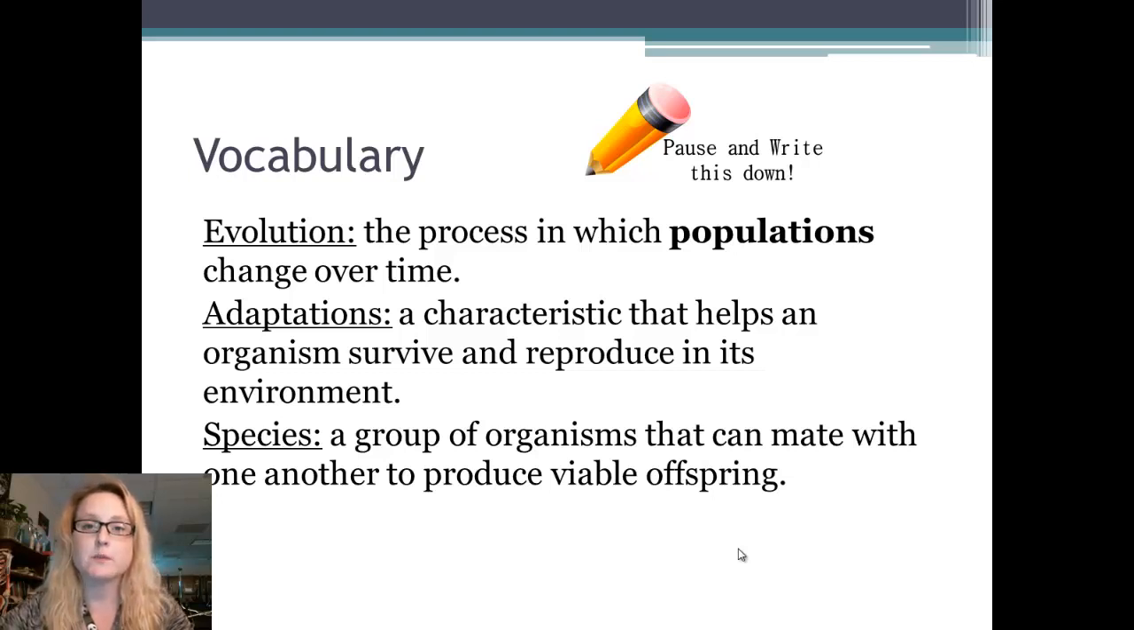A species, what is a species? It's a group of organisms that can mate with one another to produce viable offspring. And that word viable offspring means an offspring that is also fertile. For example, we've talked about the horse and the donkey. These two are very closely related and can mate and have offspring, but that offspring, the mule, is not viable. Mules are not fertile. They cannot reproduce. This is an example of being from a different species. The horse and the donkey are from two different species.